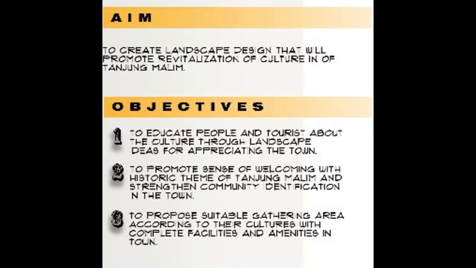Firstly, the design aim is to create landscape design that will promote revitalization of culture in the town of Tanjung Malim. And the design objectives consist of three: to educate people and tourists about the culture through landscape ideas for appreciating the town, to promote sense of welcoming with the rhythm of Tanjung Malim and strengthen community identification in the town, and lastly, to propose suitable gathering area according to their cultures with complete facilities and amenities in the town.